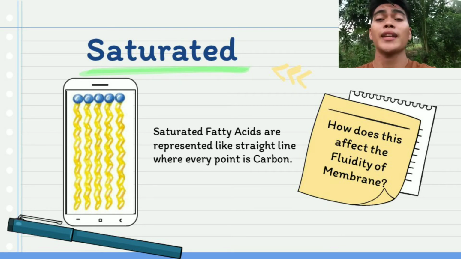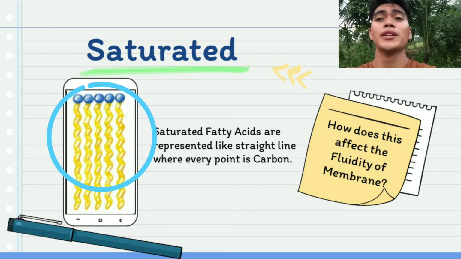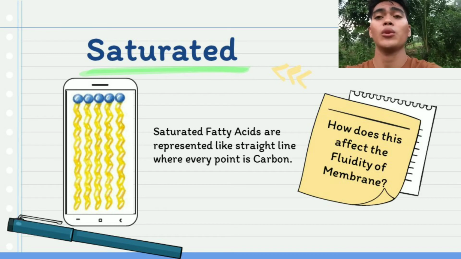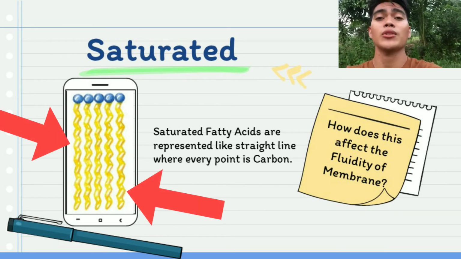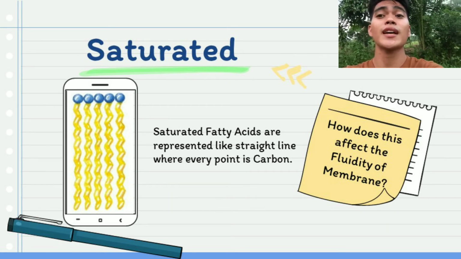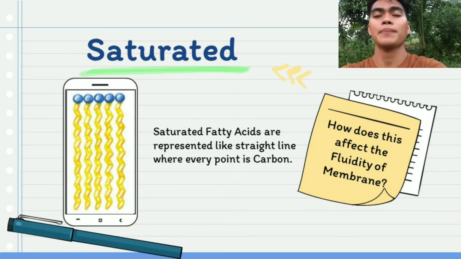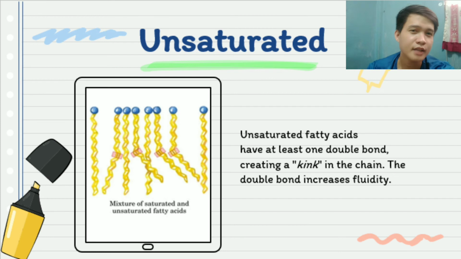Since saturated fatty acids are straight lines, we are trying to represent the fact that these straight lines stack together really well. They stack pretty closely together. And since the distance is pretty small, our fluidity is expected to be low. Now let's talk about unsaturated.